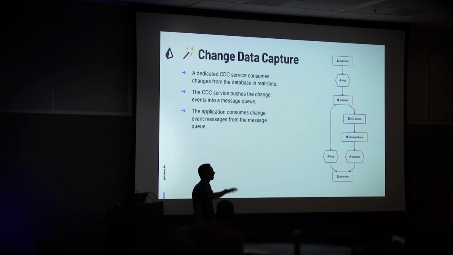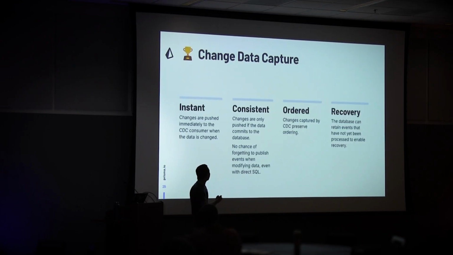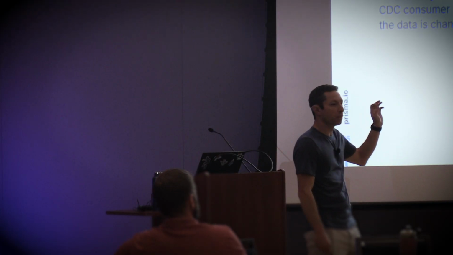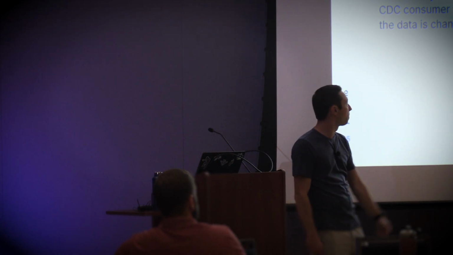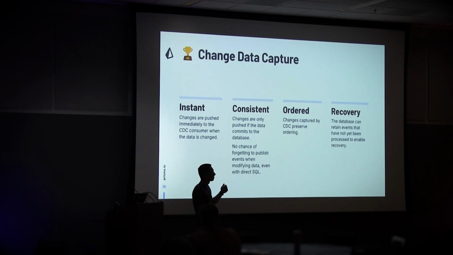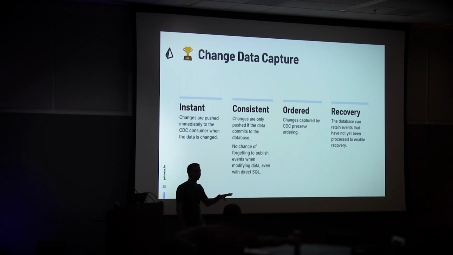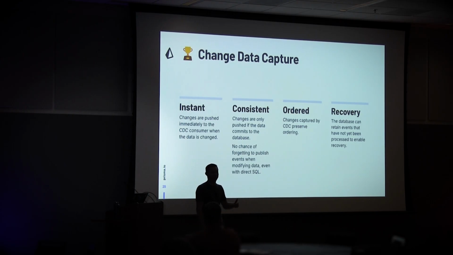So now when you're updating data, you only write to the database, and it broadcasts it through to any consumers through the CDC service. That gives us instant. The changes are immediately pushed from the database to our apps. It's consistent because we can know that if the data went into the database, it's going to go through this message queue flow. It's ordered because the database has preserved the ordering when we do this, and it's recoverable. If that CDC service goes down, the database will actually hold on to the changes until it comes back up, catches up where it left off, and pushes them through the message queue. Everything processes.